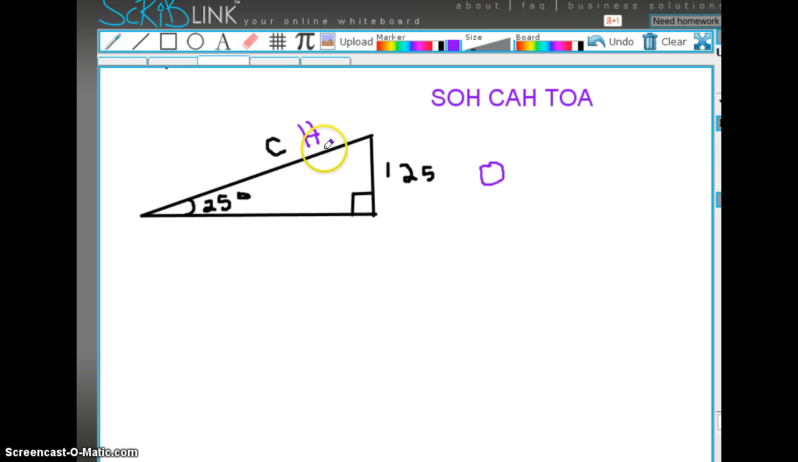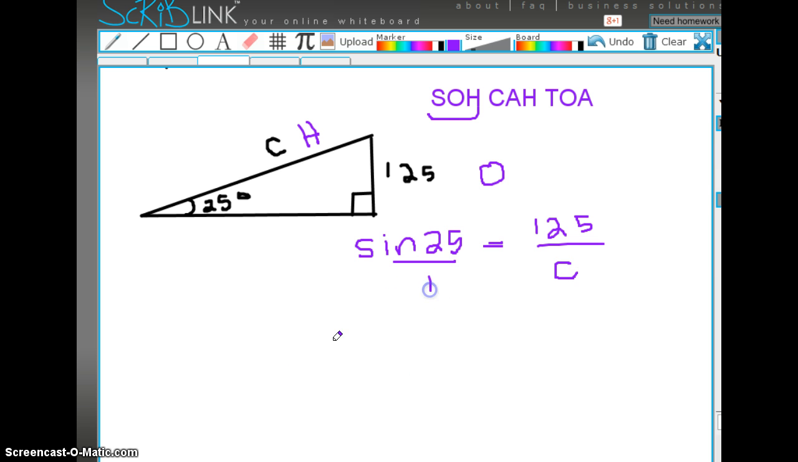And so we're going to have an O and an H. This is the sine. Sine of 25 degrees is equal to the opposite, 125, divided by the hypotenuse, which is C. Cross multiplying, C times the sine of 25 is equal to 125. Dividing both sides by the sine of 25, we have C is equal to 125 divided by the sine of 25 degrees.